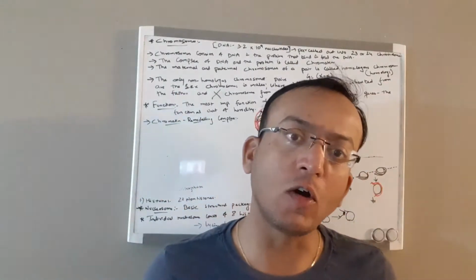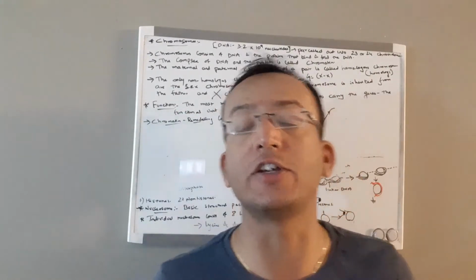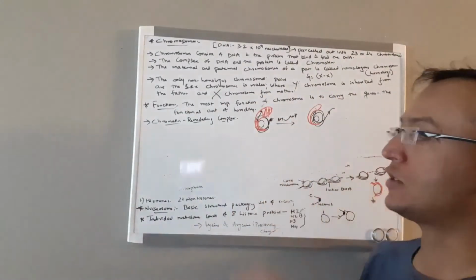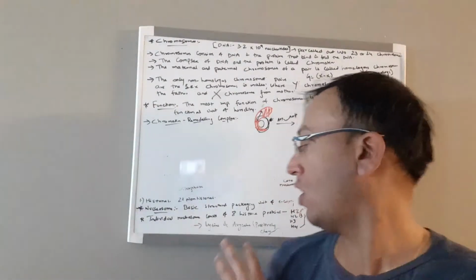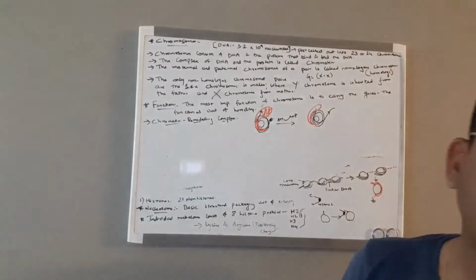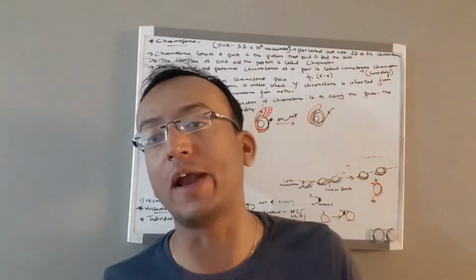Another way of altering chromatin structure relies on reversible chemical modification of the histones. As we know, these histones have different tails. The tails of all four of the core histones are particularly subject to this covalent modification.